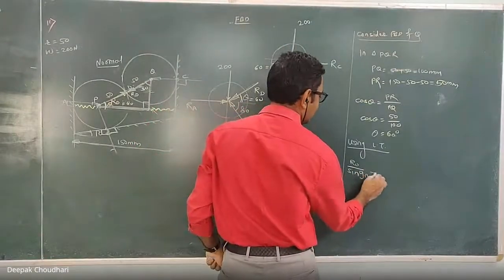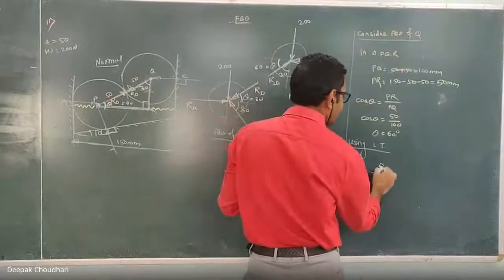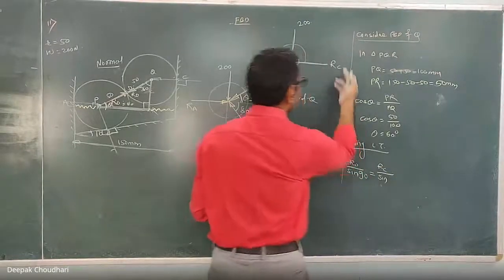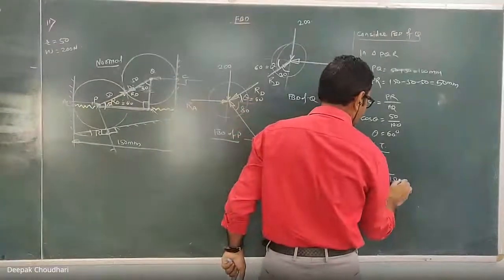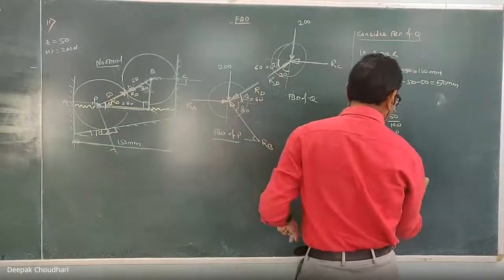sin 90, which is equal to RC divided by sin of the angle between those two. How much is the angle between those two? 90 plus 60, 150, which is equal to 200.